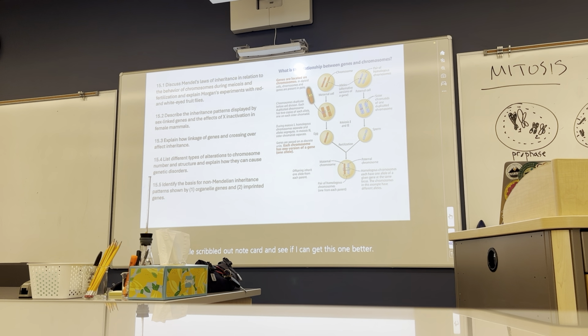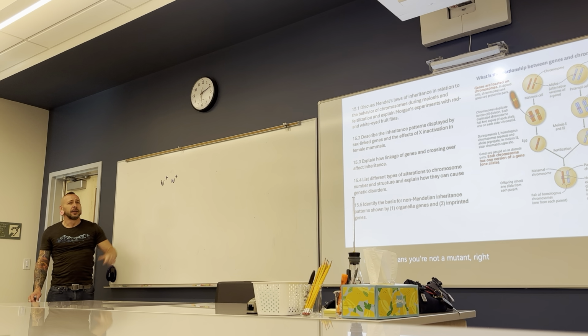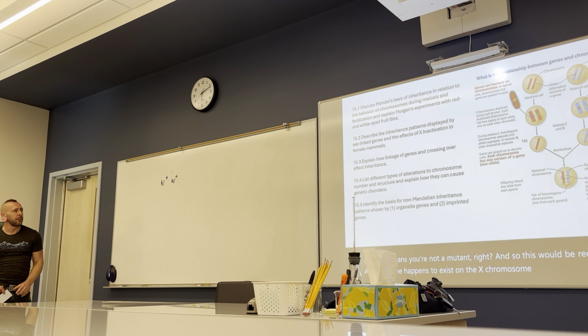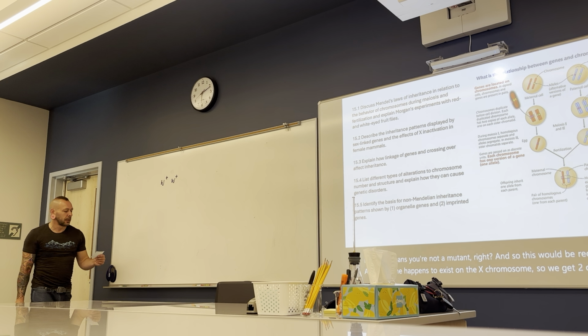All right, so remember when we do mutations, we typically identify the gene based on the mutation. The mutation is having a white eye, so we label it with a W. If you have a female fruit fly that has red eyes, that means she's W+. W because the mutant is white, but if you're W+, that means you're not the mutant. So this would be red eyes, and this gene happens to exist on the X chromosome. We get 2 of them because this female has 2 X chromosomes.